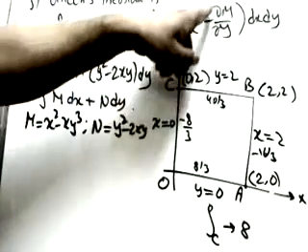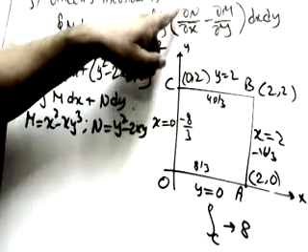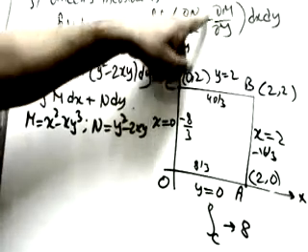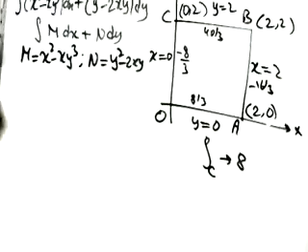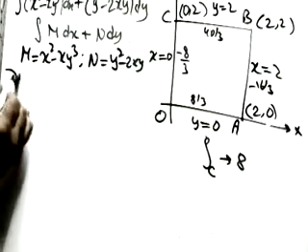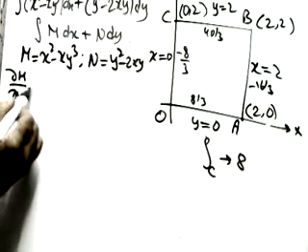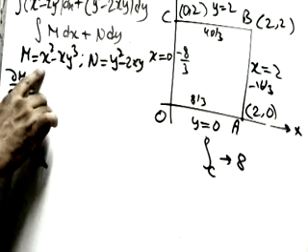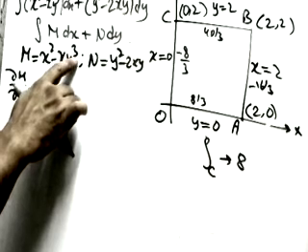So for double integration we have to find dou n by dou x, dou m by dou y. So let me find this. Dou m by dou y. With respect to y, we don't have y here, so 0.